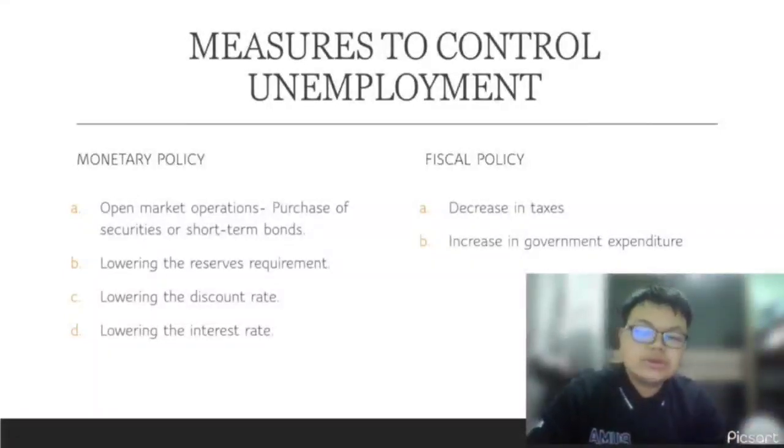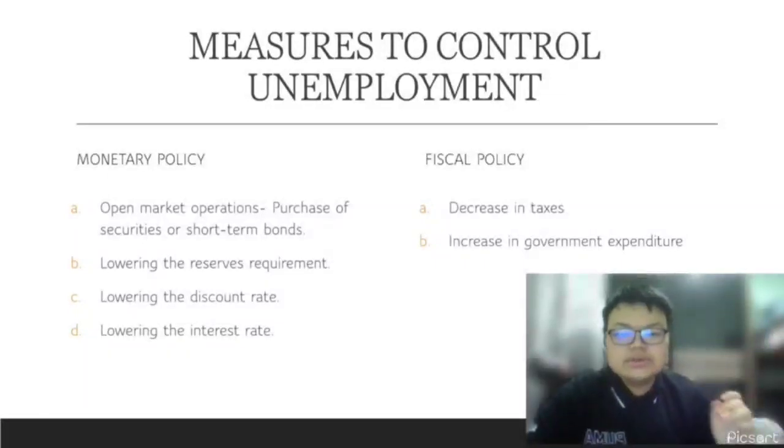The third one is lowering the discount rate. The discount rate is also known as the bank rate. A decline in the discount rate is followed by a decline in other interest rates, which leads to increased borrowing and increased investment by private businessmen.